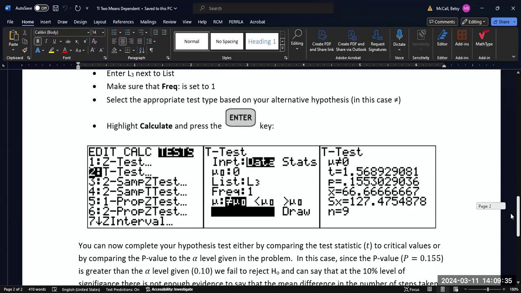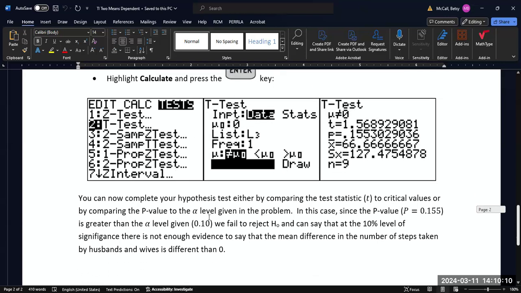Now, again, notice that in the paired t-test, we've essentially converted two samples into a single sample by calculating the differences. And so our test results are based on those differences. So our alternative was not equal to zero. The test statistic we found was 1.56, approximately. The p-value is 0.15. And then the x-bar and the standard deviation from our sample, as well as the sample size, are also listed here in case we need them.